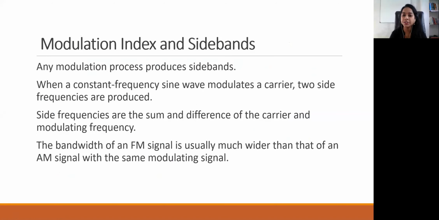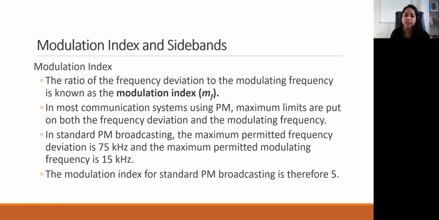How do the modulation index and sidebands appear in phase modulation? As we have already discussed the term modulation index in amplitude modulation and in frequency modulation also, we will not define the term here. We will only see that every modulation we do has some modulation index, and on which terms does it depend? It depends upon the frequency of the input signal and the frequency of your carrier. It defines the modulation index for a particular modulation technique.